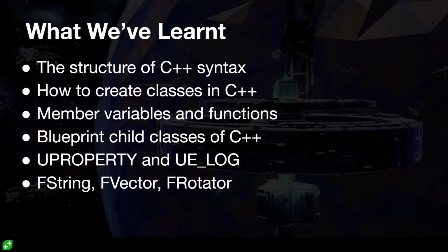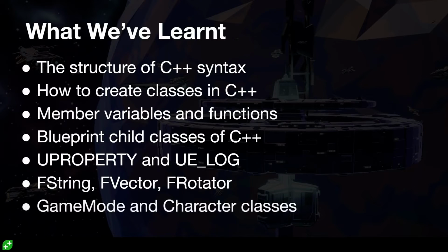And we've used some Unreal types, the FString, the FVector, and the FRotator. We've been introduced to all of these and used them somewhat. And we've looked at some of the Unreal classes, such as the game mode and character class, and how these work together in making games easier to build in Unreal.